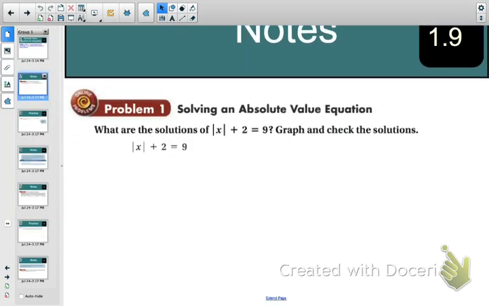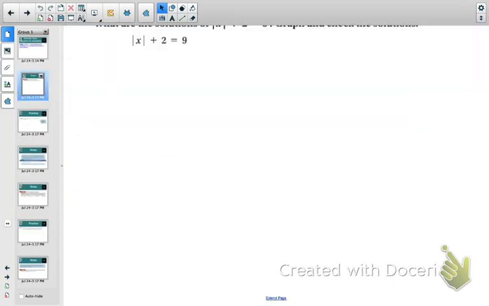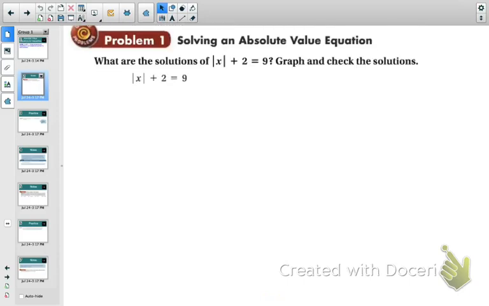Okay, so an absolute value equation looks like this. We have the two absolute value marks, which are these. They kind of look like parentheses, but they're not. They're straight lines. So when you're solving an absolute value equation, it's kind of like solving a regular equation where we isolate the variable, but in this case we're going to isolate the absolute value.